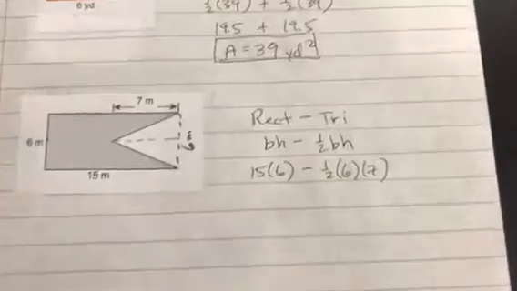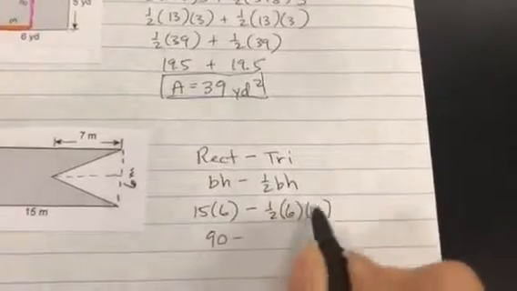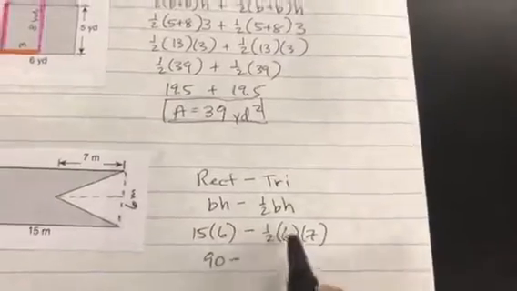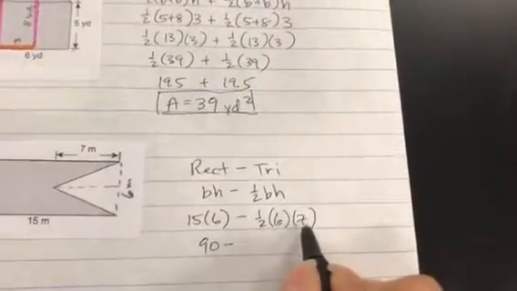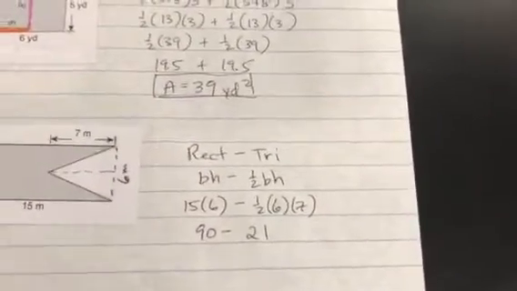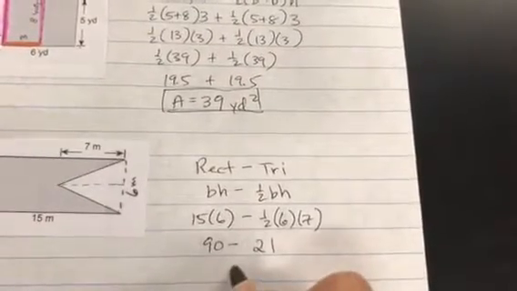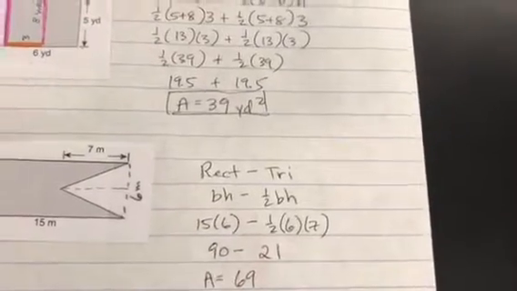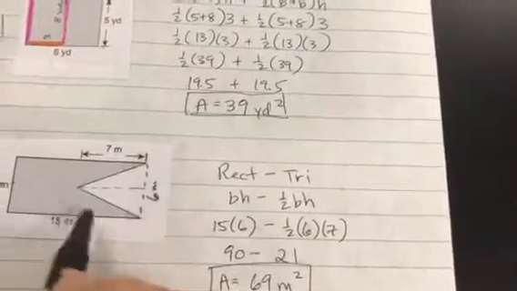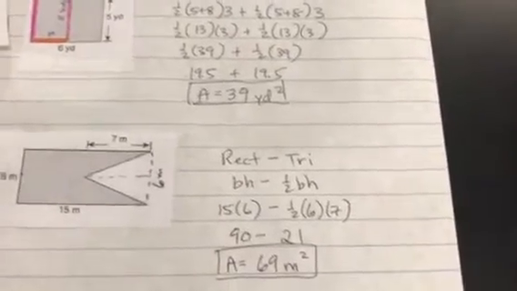Now I solve. So I'm going to solve the area of the rectangle. 15 times 6 is 90. I'm going to solve the area of the triangle. I can do 6 times 7 and then take half, or take half of 6 and then times 7. I'm going to go ahead and take half of 6, which is 3, and then 3 times 7 is 21. Okay? And then 90 minus 21 would give us 69. So the area is equal to 69 meters squared. That's what would be left over in the shaded part right here. If I take the rectangle minus the triangle, that leaves me with the shaded part.